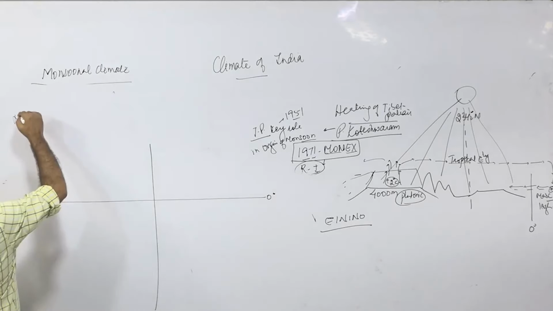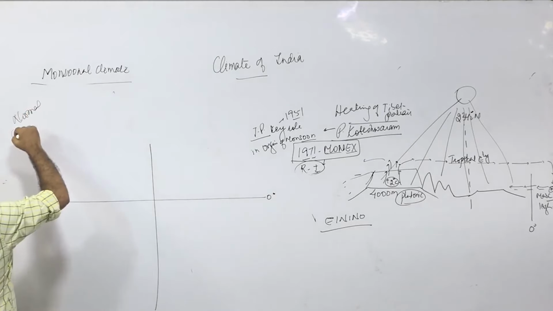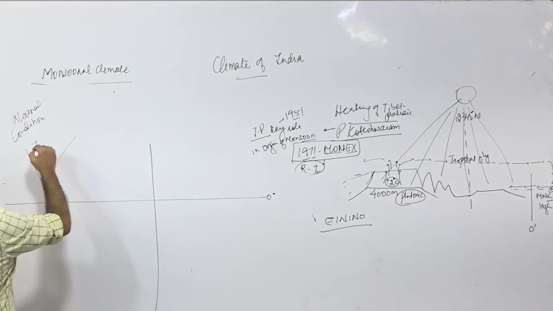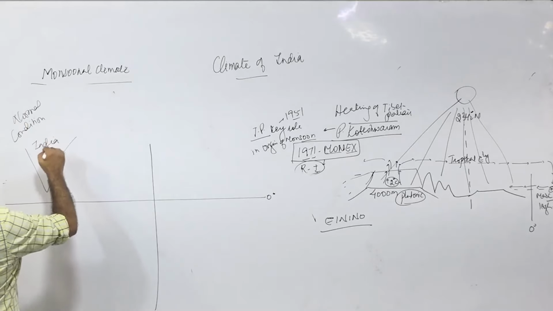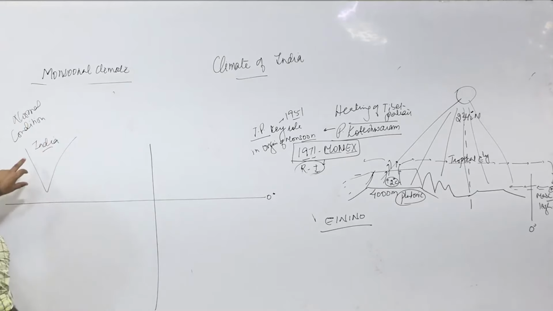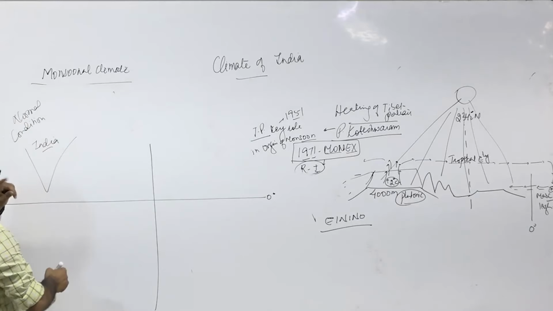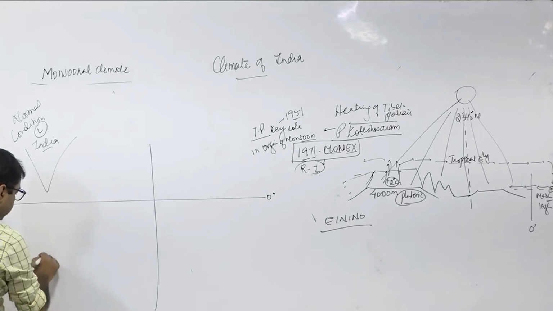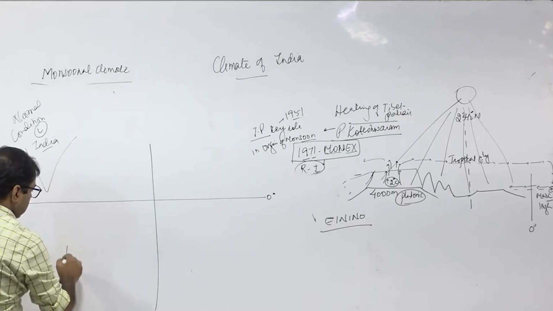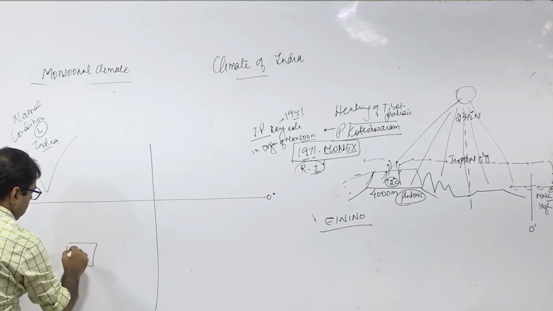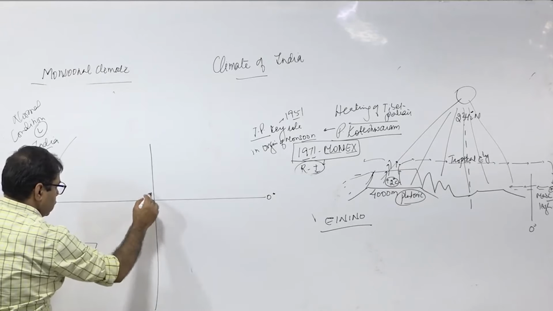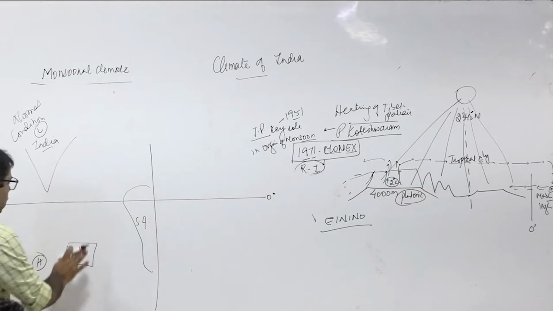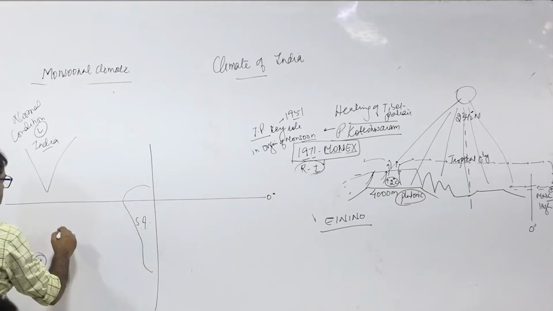During the normal condition, over India, in the summer of the northern hemisphere, there will be a low pressure center, and there will be a high pressure center from Australia, and this is South America, Australia and South America.